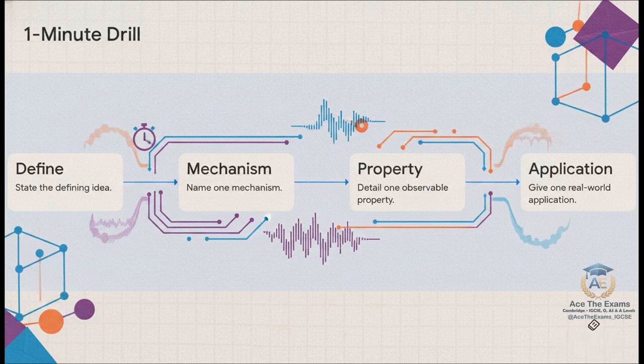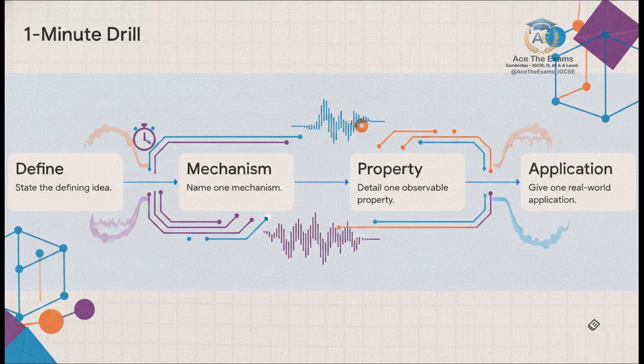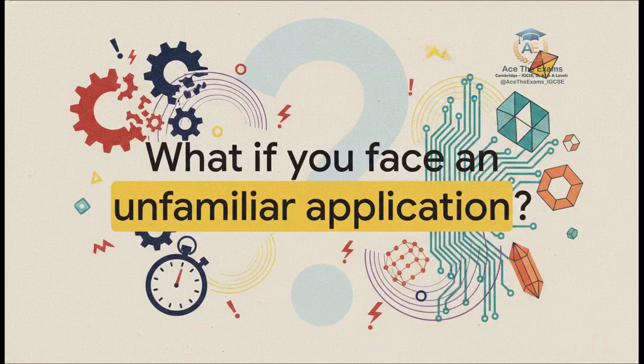2. Name one mechanism. 3. Detail one observable property. And 4. Give one real-world application. If you can't do this drill smoothly yet, you need another cycle of active recall, because structured, disciplined prose based on this exact drill is always going to score higher than an unplanned, panicky list of facts. But honestly, this leaves a massive, unresolved problem.